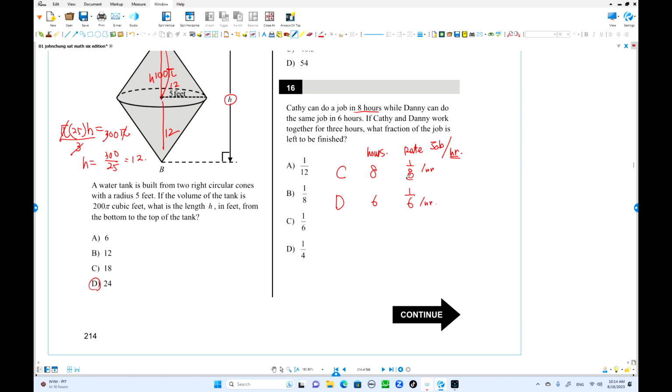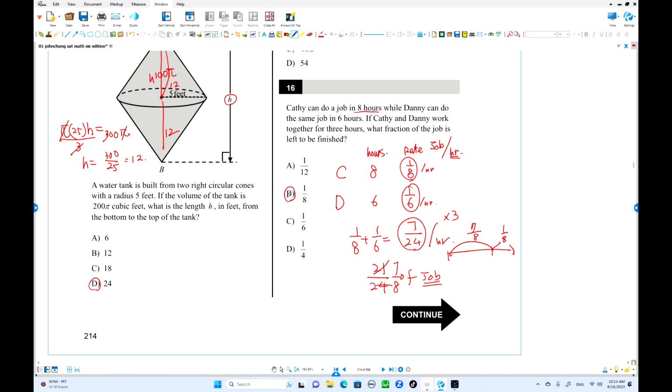But when they work together, you can add these two, right? So 1 over 8 plus 1 over 6. That is what? 7 over 24. Are you okay with this? In an hour, they can finish 7 over 24 of the job. But they work 3 hours at this same rate, so times 3 hours. They finish what? 21 over 24, right? Of the job. This is what? 7 over 8, isn't it? They finish 7 over 8. Still 1 over 8 is left. Choice B is the answer, okay?